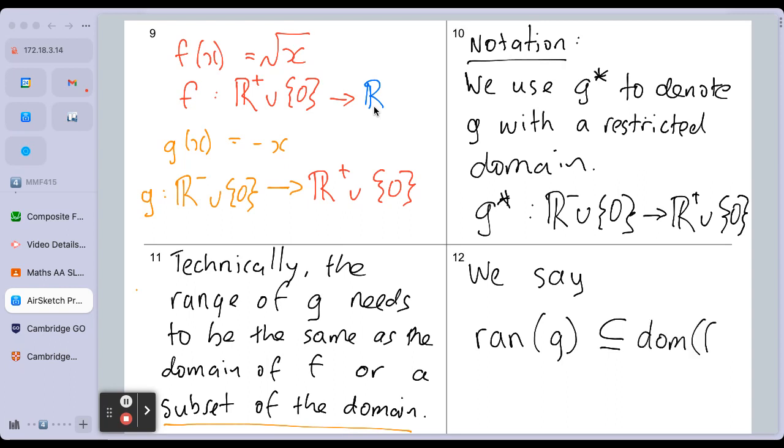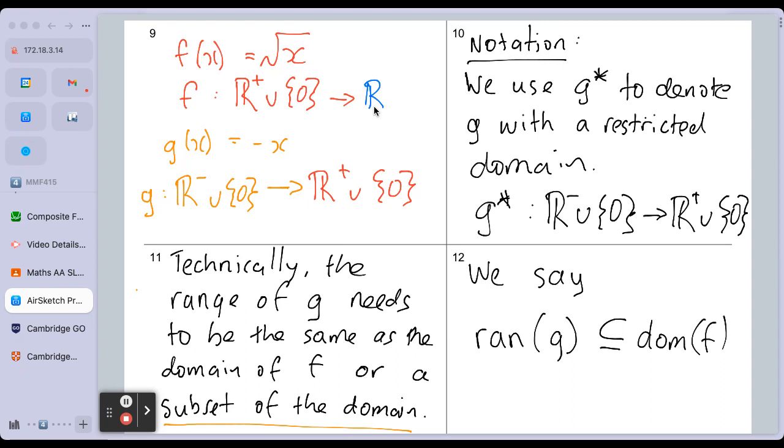And mathematicians being efficient people, that's how we write it. We say ran G, that means the range of G, is a subset of, so that's like a squished C with a bar underneath, is a subset of the domain of F. That's a nice tidy way of writing it. That whole slide there in 11 is captured there.